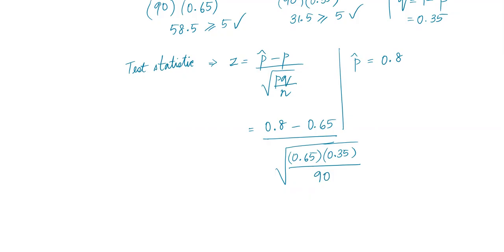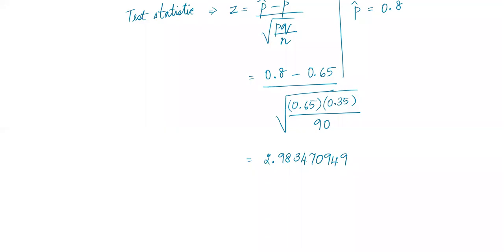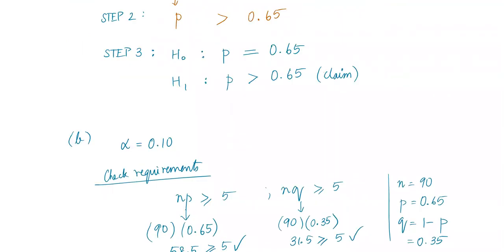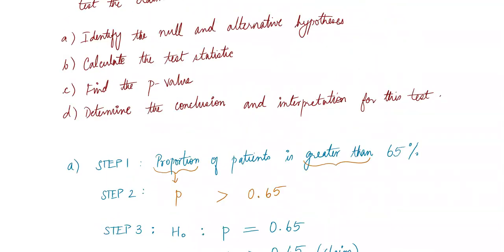Okay. Pull out a calculator and find the value for this. So what we see here is that it comes out to be 2.983470949, which you can round to 2.983, if you will. And that is your test statistic. So we answered part B. And we did this manually. So I'm coming to the calculator part. It says find the p-value.